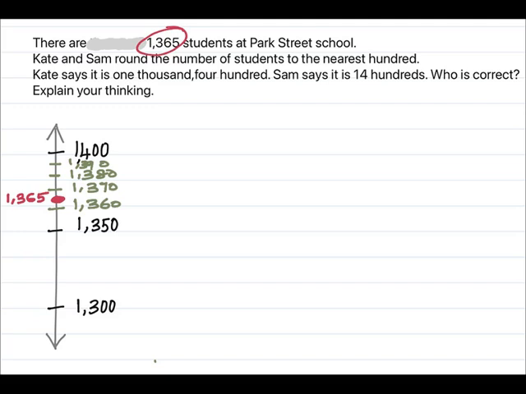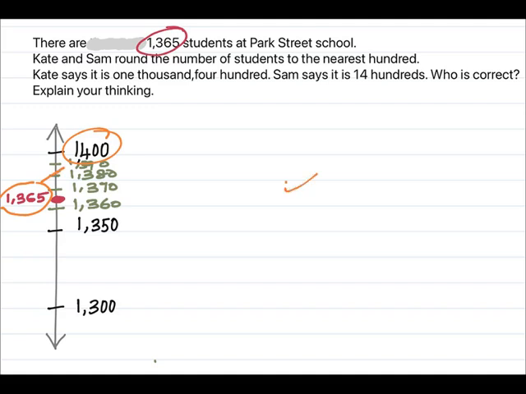What we see is the number 1365 is more than halfway. This is the halfway, 1350 is the halfway. 1365 is more than halfway between 1300 and 1400, right? So the nearest hundred for the number 1365 is 1400.